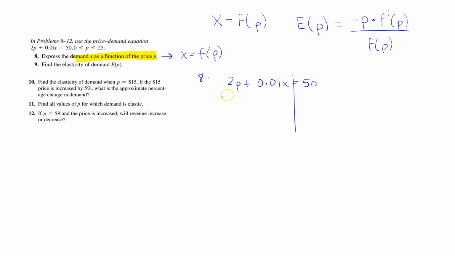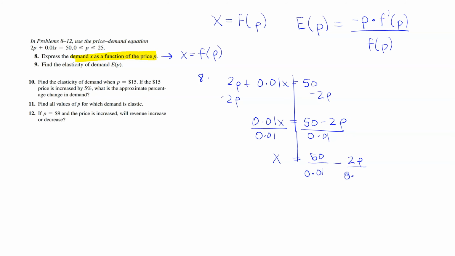So I'm going to subtract 2p on both sides of my equation. And then I'll divide both sides by this 0.01. When I do that, that'll give me a plain x on the left, and then I had a binomial on the right, and both of those pieces are being divided by this decimal value, so I can split that into two fractions. And then I'll just go ahead and use my calculator real quick. So doing that, I got x is equal to 5,000 minus 200p.